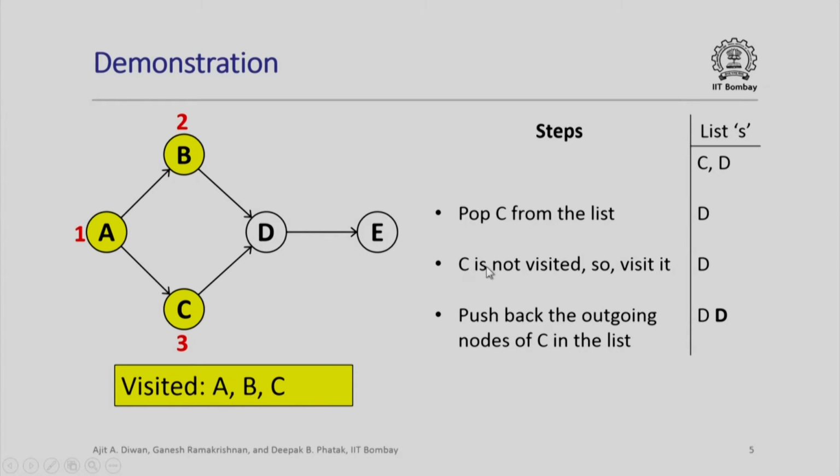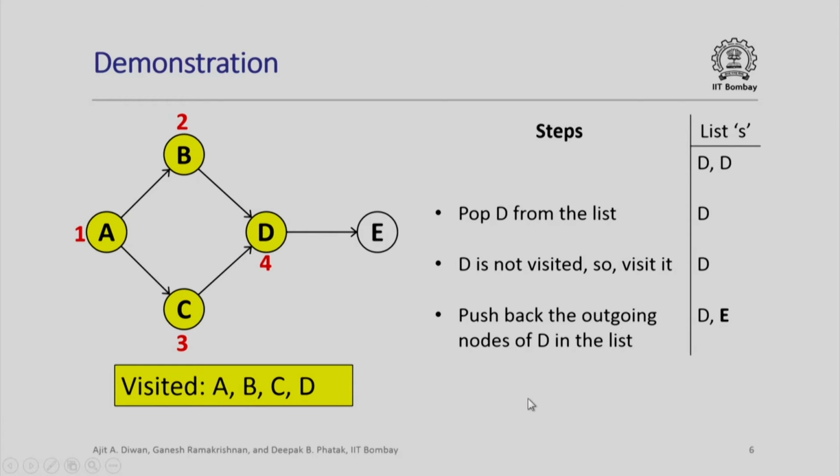Next, we pop from the list. Again, C will be popped and not D because this is a queue. Since C is popped, only D remains on the list. Since C is not visited, we will visit it. C has only one outgoing edge, D, and therefore, D will get inserted on the list. Notice that the list now contains D twice, once because it was already there earlier, and next because C has an outgoing edge to D, and therefore, that will get pushed back onto the list. Please note that the visiting order is A, B and C so far.